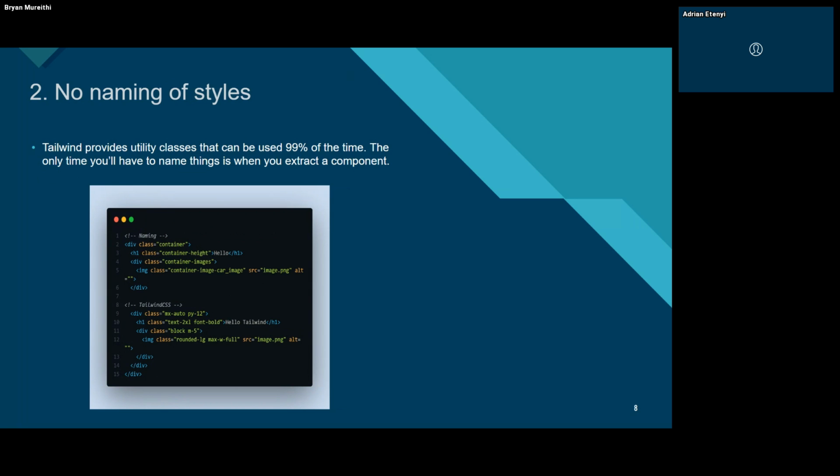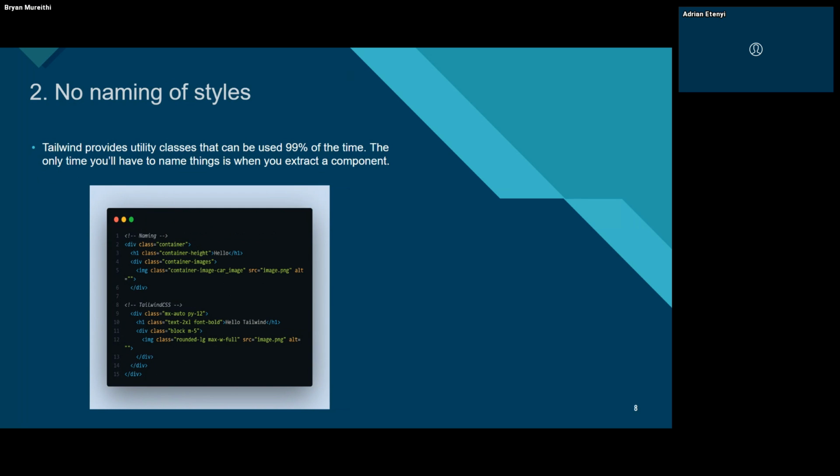For the naming, where I've commented naming, you can see the classes are named container, container height. So these are classes that are going to be styled on the CSS file. But when you check down there, we have commented Tailwind CSS. Those are utility classes, so you don't have to name and then style in the CSS file.